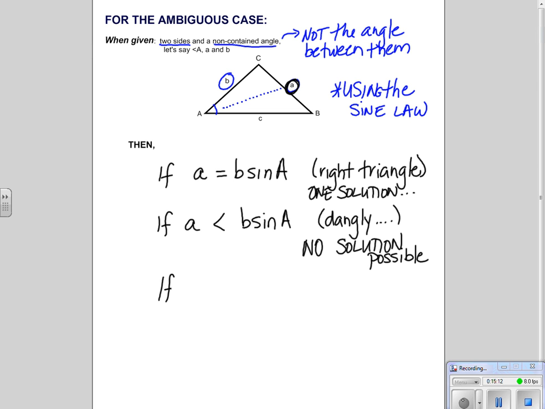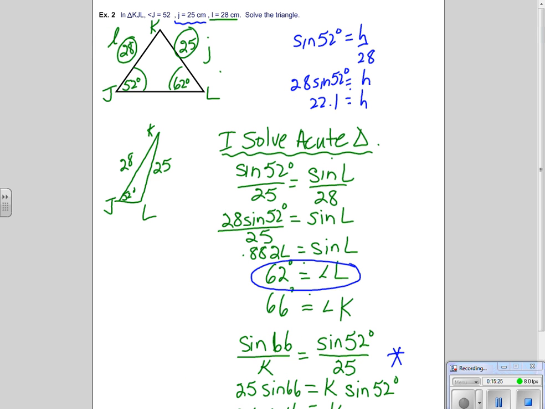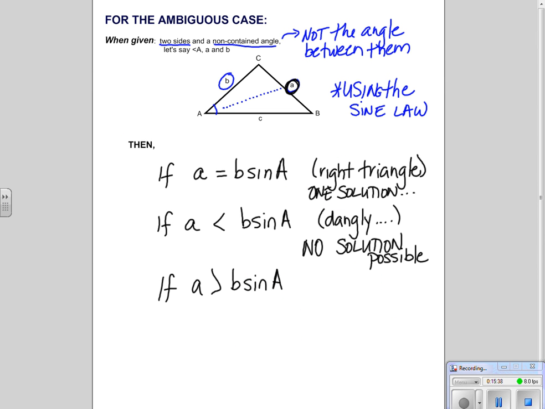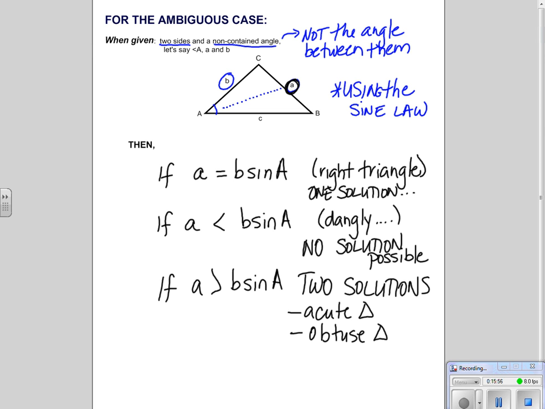If A, however, is longer than a right angled triangle would allow, like the last one, when we looked at the last one, I compared that 25 to the length of 22.1. It was longer than 22.1, so I had to consider the ambiguous case. If it is longer than what a right angle triangle would give, there are two solutions. One is an acute triangle. One comes from an obtuse triangle. This is called the ambiguous case.